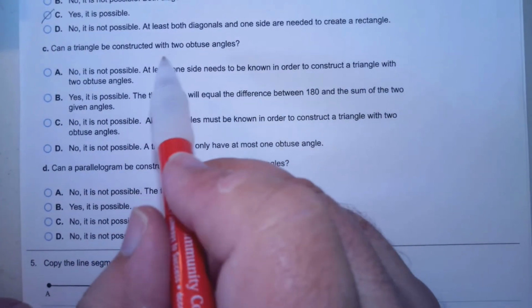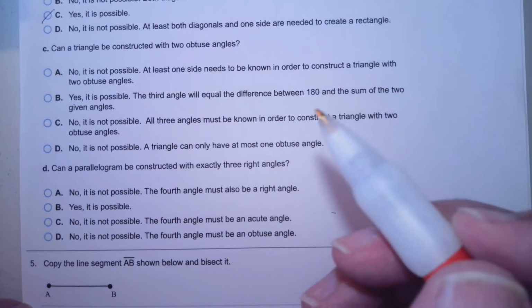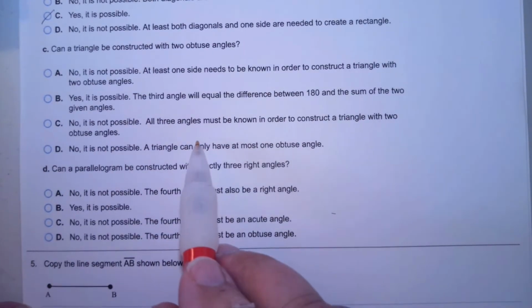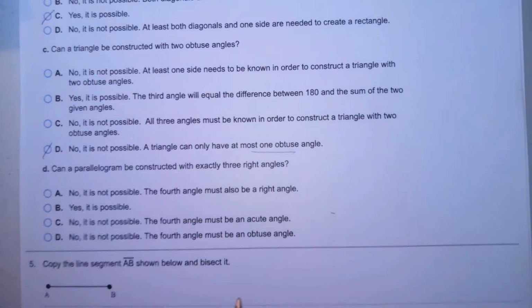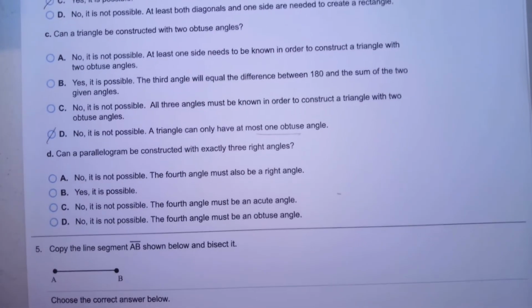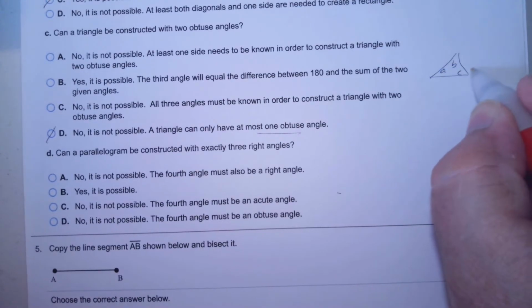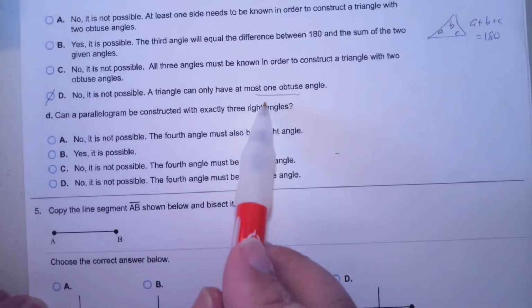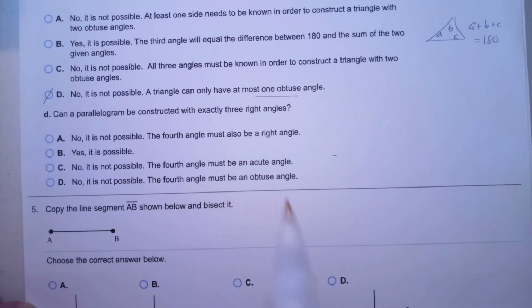Can a triangle be constructed with two obtuse angles? No, it's not possible. It can only have one obtuse angle. Remember, the sum of the angles inside a triangle, A, B, C, has to equal 180 degrees. If you have two angles that are obtuse, bigger than 90, then you have bigger than 180, so no, it's not possible.